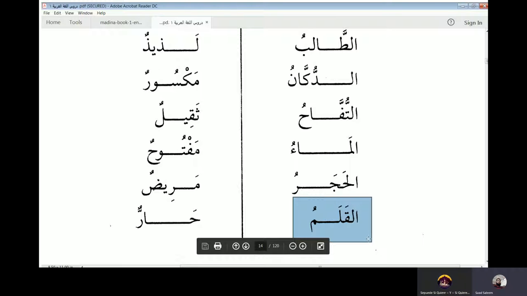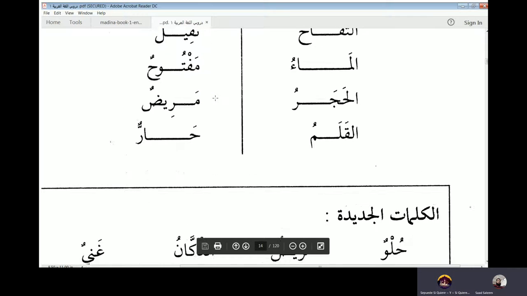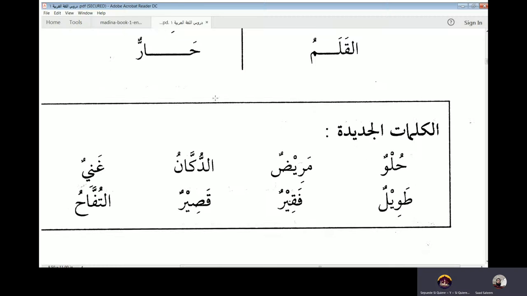Al-qalamu maksurun. Correct. The pen is broken. The pen is broken, correct.